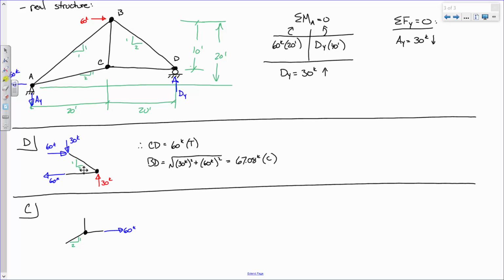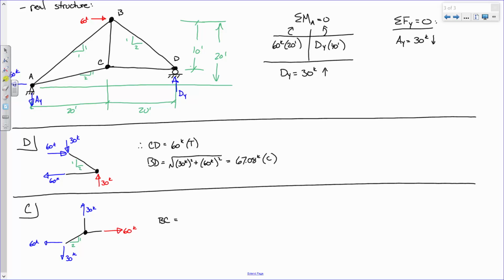If this is 60, actually, let me draw that. Let me put this in red because that I knew. I knew this one. This is 60. If that's 60, that makes this one 60. And if that's 60, what's the vertical? 30. And is it 30 going up or going down? Down. And so that makes this 30 going up, right? Pretty simple, right?